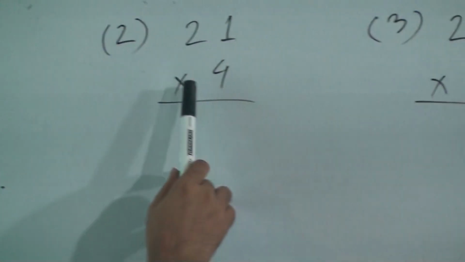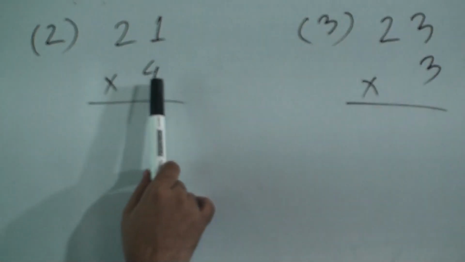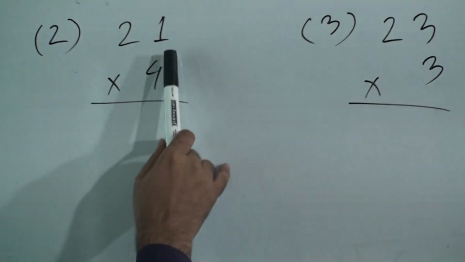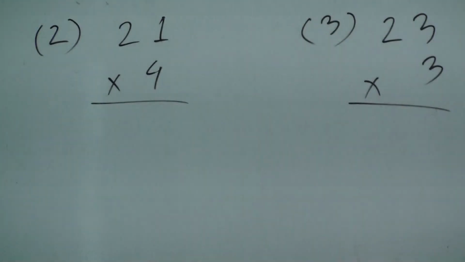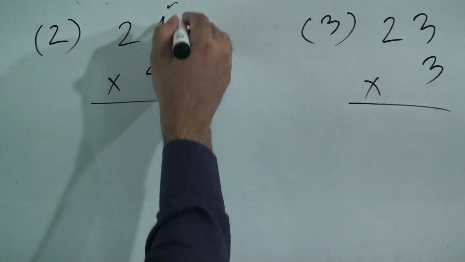In question 2 we have to multiply 21 by 4. So we have to multiply the ones place, which is 1, at first by 4. If we want to multiply by 4, we have to say the times table of 4. So say the times table of 4, as the ones place is 1. So we have to say up to 1.